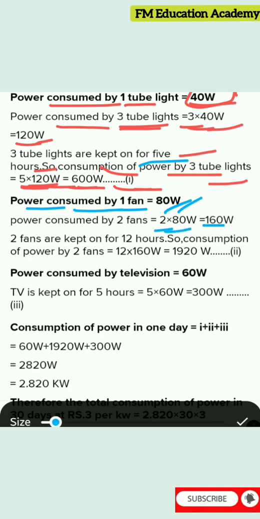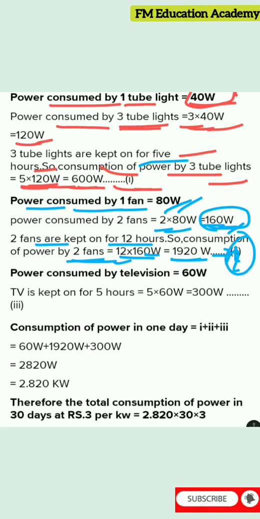8 2s are 16 and 1 0 we have, so 160 watts. Now it also told us in the question that the fans are kept on for 12 hours. So multiply this power 160 watts with time, that is 12. So 12 16s are 192 and 1 0 we have, so 1920 watts. So we have found out the power consumed by the 2 fans for the hours they are on. So let this be equation 2.